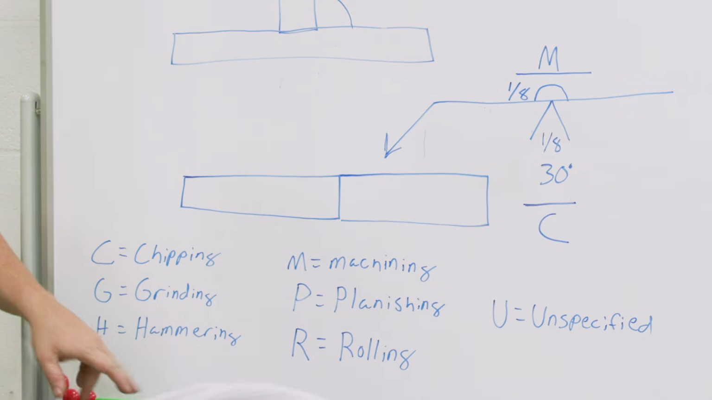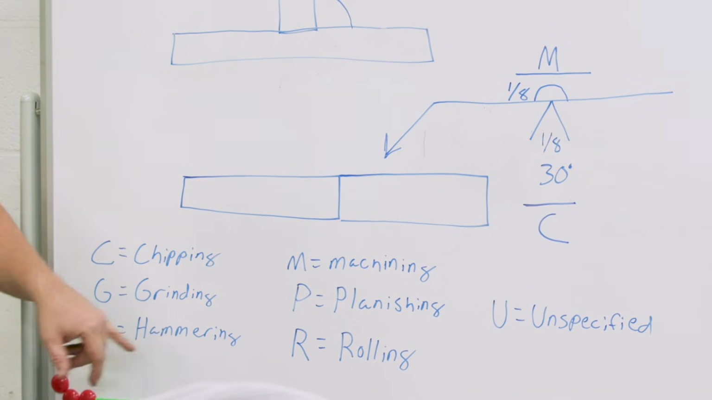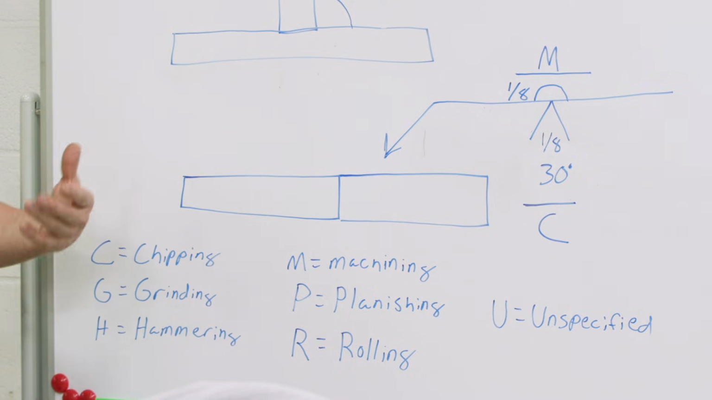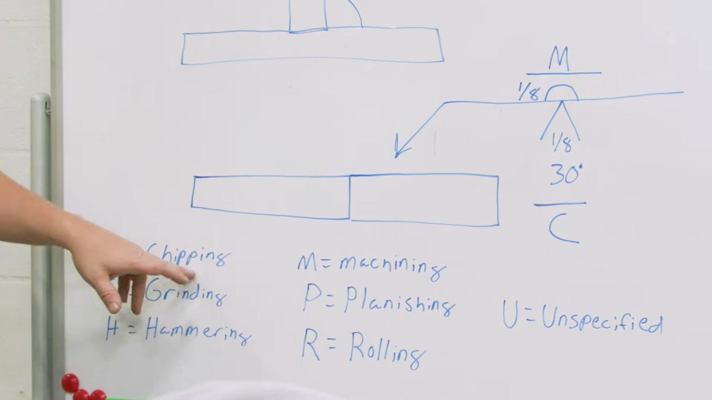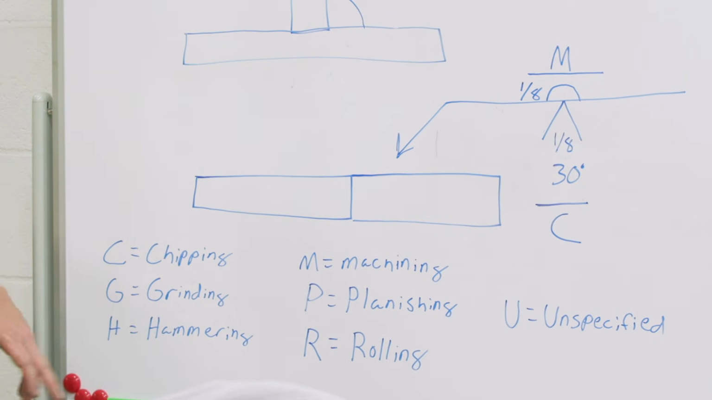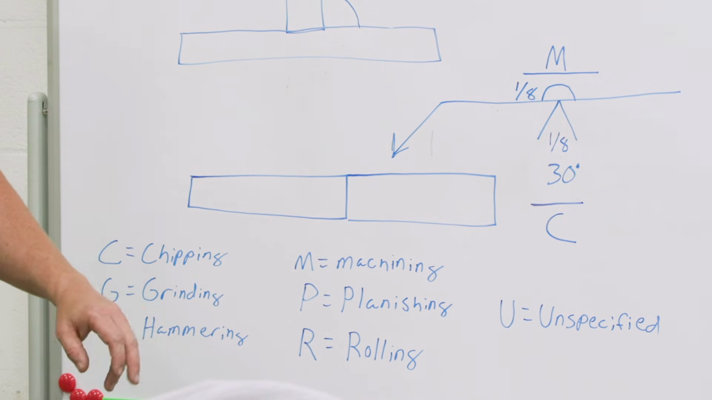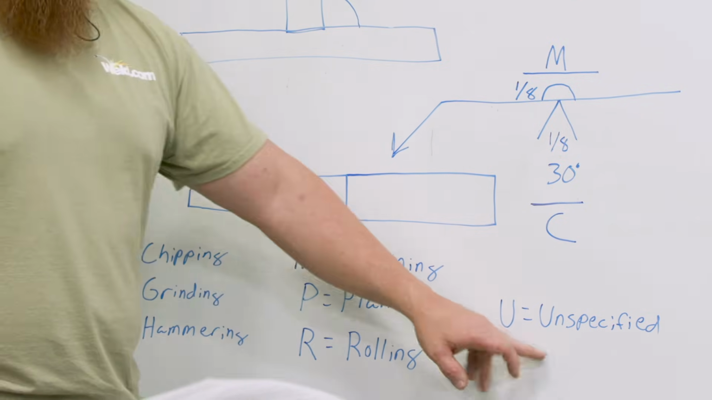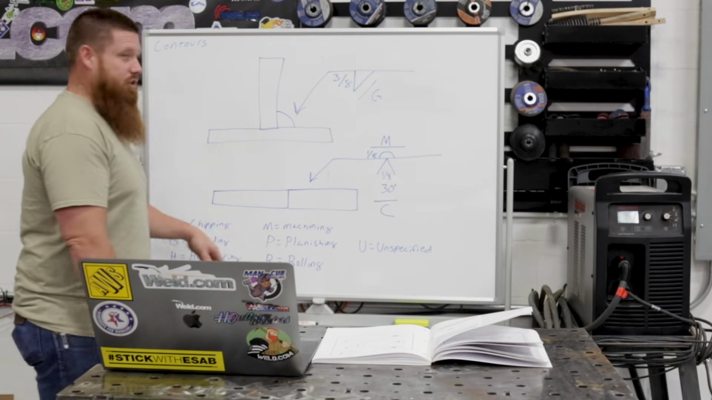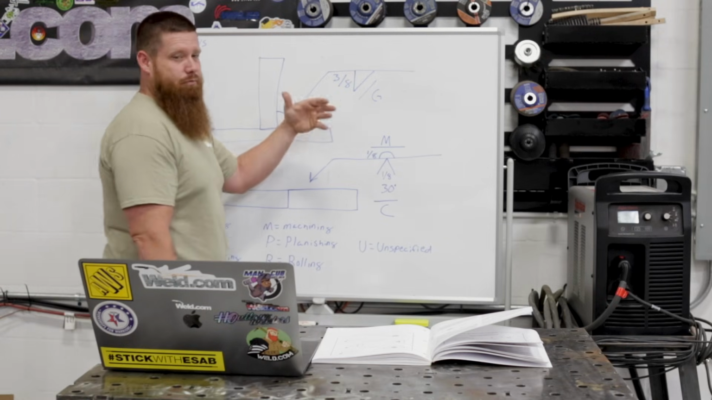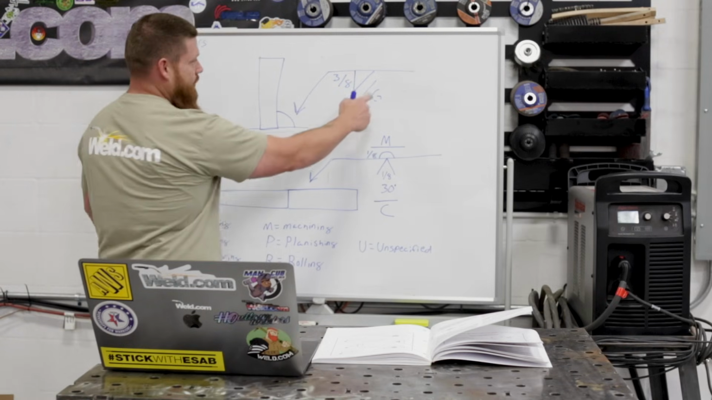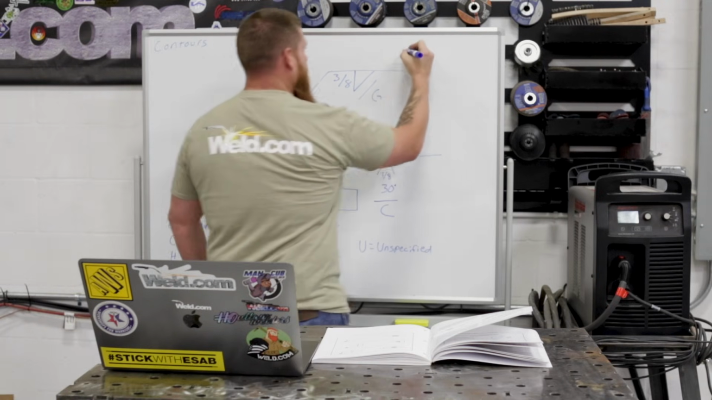So right down here, these are the different designations for the process that we're going to use to contour these welds out. So we have C for chipping, G for grinding, H for hammering, M for machining, P for planishing, R for rolling, and U for unspecified. So these are the different methods we can use to obtain our different shapes and profiles for our contour. So this one right here is flat. So we'll just cover these really quick.